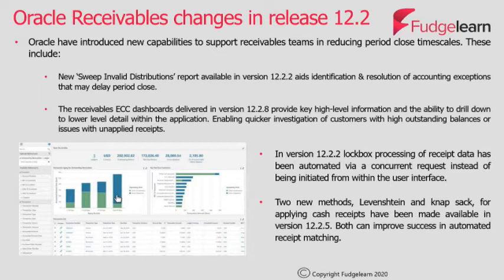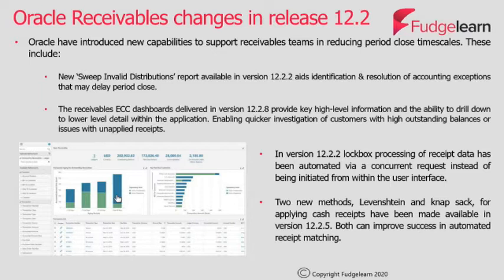The second method applies receipts by knapsacking the receipt amount against open customer transactions. To put this in another way, it means that the process is looking at a combination of receipts and establishing the best match against available transactions. Both of these methods can help to improve success rates in automated receipt matching, so they're well worth investigating.